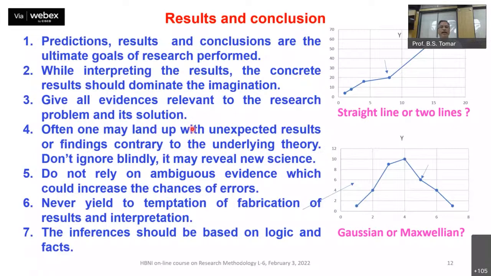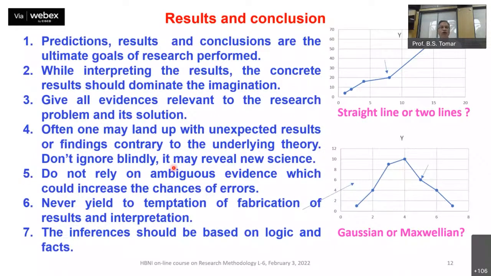Often, one may land up with unexpected results or findings contrary to the underlying theory. So you had something in your mind, but you are not getting what you are expecting. Don't ignore it blindly, because you may be getting something new. It may reveal new science. So don't underestimate your instruments or your thought process. You may be feeling that something may be wrong, so you try to see that your data follows what is already known. But it may happen that you get new findings, so don't ignore it.